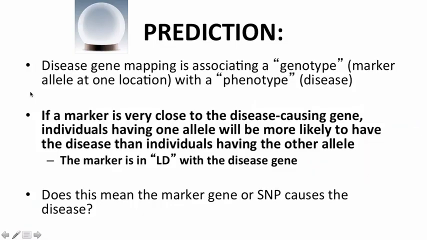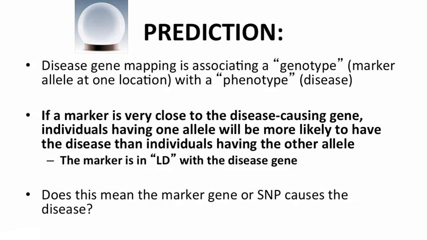Okay? So our prediction, again, is that, like with all genetic mapping, the disease gene mapping is associating the genotype, and this is looking at the markers, in this case the SNPs at one location, with the phenotype, which is the disease. Now, we don't know the SNP or the mutation causing the disease. We're trying to figure out where it is. If a marker is very close to the disease-causing gene, then individuals having one allele at that marker will be more likely to have the disease than individuals having a different allele. Essentially, the marker will be in LD, or in linkage disequilibrium, with the disease gene.